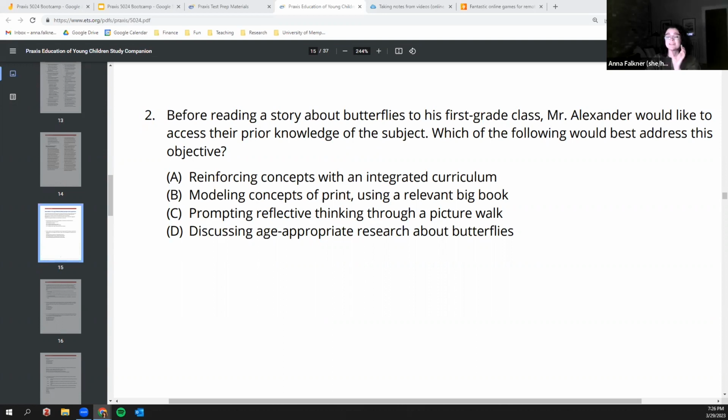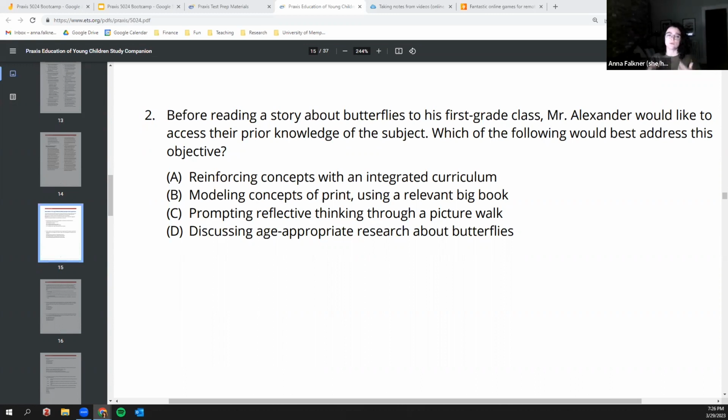So in this case, C is the best answer, and really for 2 reasons. One of them, yes, is that reflective thinking is a big part of it. But the picture walk in particular is a really good way to activate prior knowledge because you don't have to get really deep into it to get kids thinking about it. Like, oh my gosh, it's all about butterflies, right? Oh yeah, I remember the butterfly goes in the little thing, what's that thing called? And that can come up really quickly through a picture.